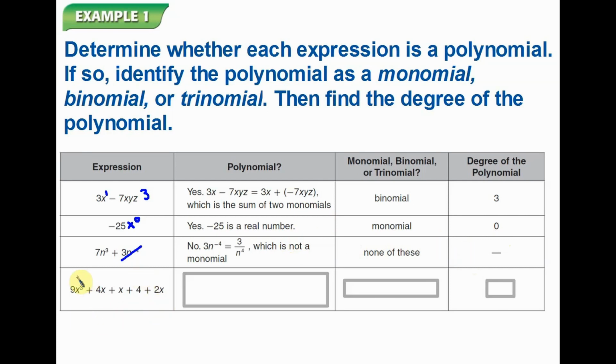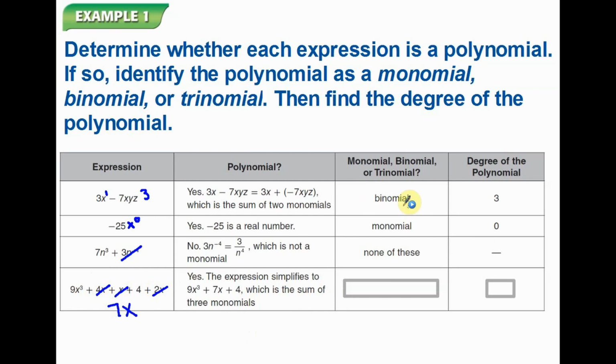The last example that I have is 9x cubed plus 4x plus x plus 4 plus 2x. Each term could be defined as a monomial. Now, the only thing is later you will need to simplify this. So 4x plus x plus 2x, they are all like terms, so you can write them as 7x. Eventually, you will have three terms. So in order to determine whether it's going to be a monomial, binomial, or trinomial, I'm going to have a trinomial because I have three monomials.